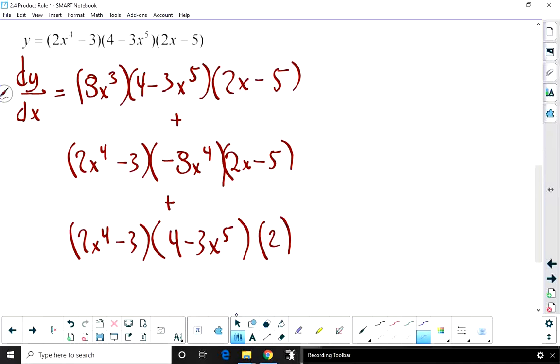And now comes the time that you check everything. Okay? So 8x cubed, the second and the third are right. The first is right, the last is right. Negative 15.